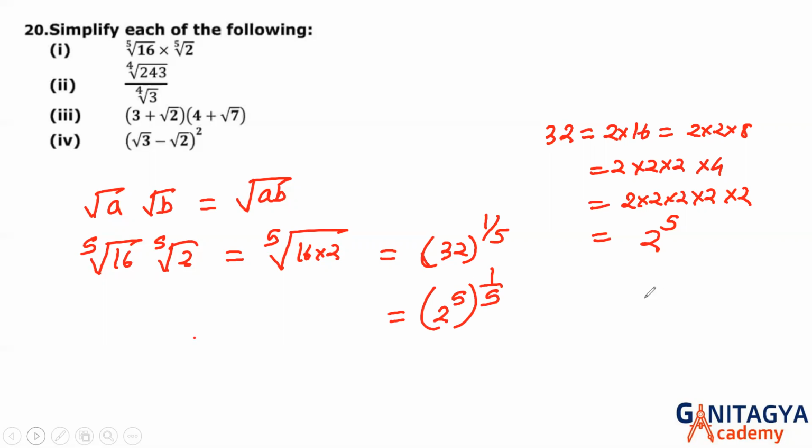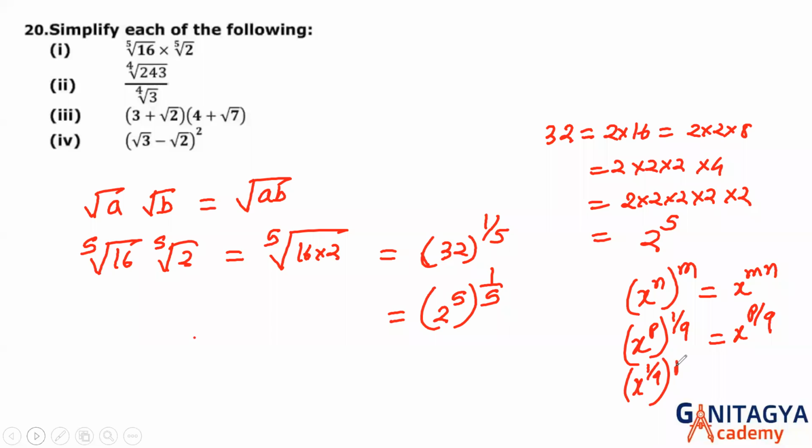So please remember, (x^n)^m is x^(mn). If it is x^p and its power is 1/q, it will be x^(p/q). If it is x^(1/q) and its power p, then x^(p/q). This is a very easy exponent part. So this is nothing but (2^5)^(1/5). So I can write 2^(5/5), that is 2^1. So the first answer is 2. Please write it down.